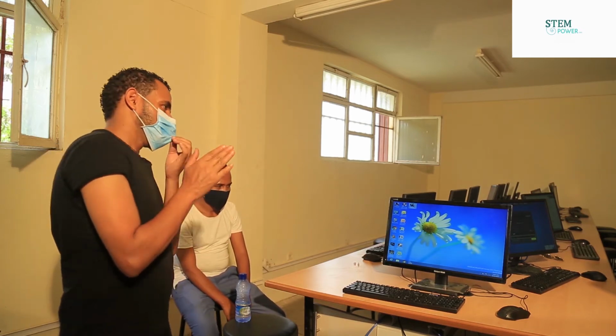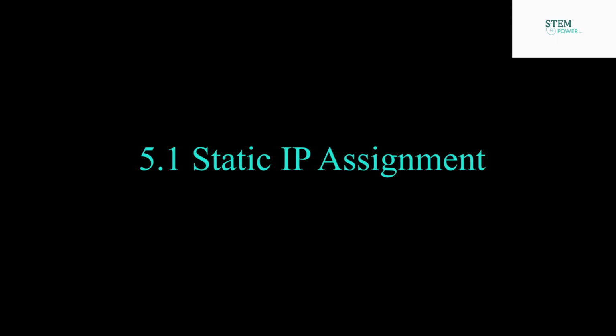In order to set an IP address for the computers, we have two approaches. The first one is static IP assignment, and the second one is dynamic IP assignment. Now let's apply both the IP assignments. That means let's give an IP address statically, and at the same time, let's give an IP address dynamically. Let's start from static IP assignment.